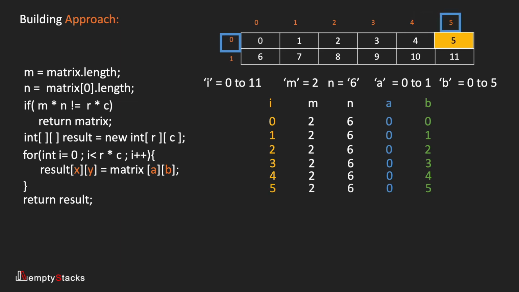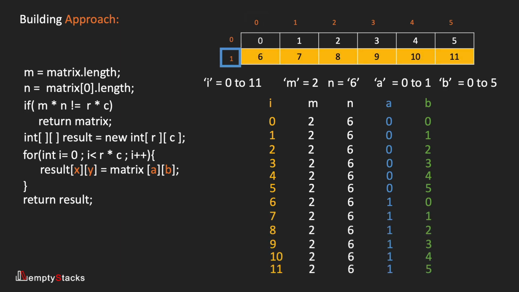Now when i is equal to 6, a will become 1 as now we are looking at the second row, and b will become 0 as we are back on the first column. We can fill in the rest of the values in the same way, where a will remain constant at 1 and b will vary from 1 to 5. Now we need to find a relation between m and i and a and b.